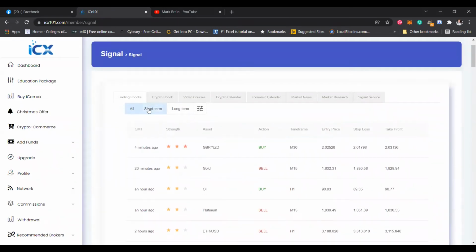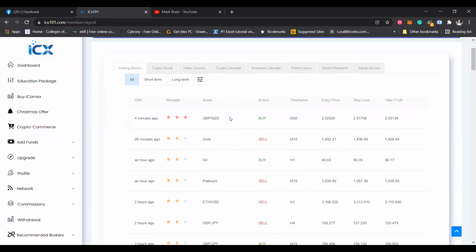So we have the short-term trades, we have the long-term trades. We also have currencies, we have bonds, stock, crypto, and all that type of asset. You can still choose the one you want. Aside from that, the strength of the signal.